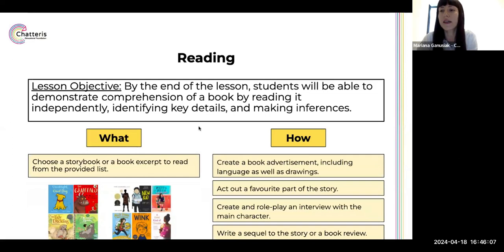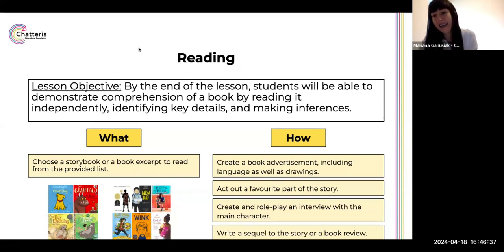All right, let's look at another example. Imagine you're teaching a reading lesson. So at the Chatteris Educational Foundation, actually not many of our tutors teach grammar, but a lot of our tutors teach reading lessons. So let's say your main lesson objective is for students to be able to demonstrate comprehension of a book by reading it independently, identifying key details, and making inferences.